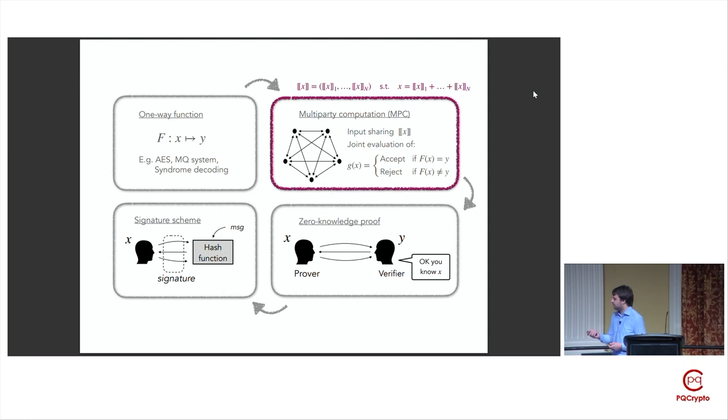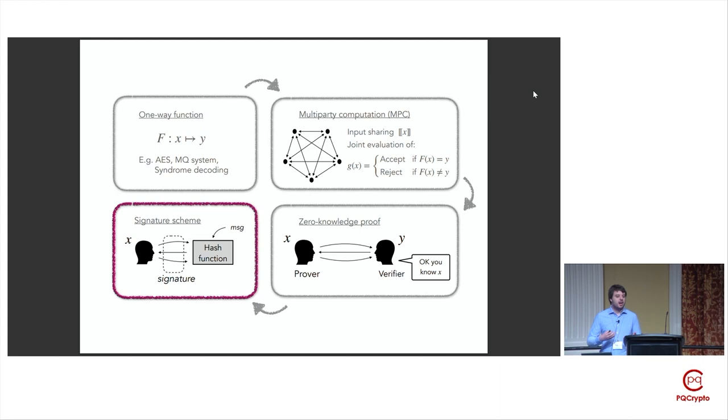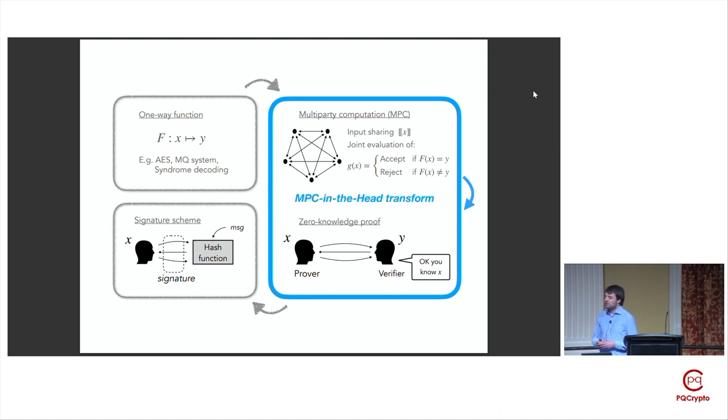Once we have this MPC protocol, we apply the MPC-in-the-Head framework to get a zero-knowledge proof where a prover can convince a verifier that he knows such a pre-image. Finally, the last part is the easiest one. We apply the Fiat-Shamir transformation to remove the interaction during the exchange. And in practice, we just replace the verifier by a hash function. So let us focus on the main part, the MPC-in-the-Head transformation.